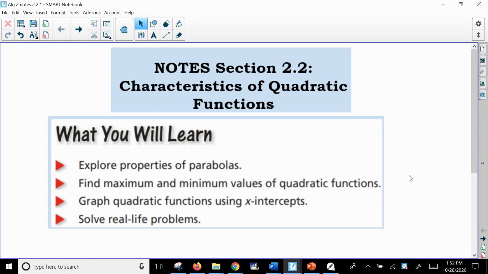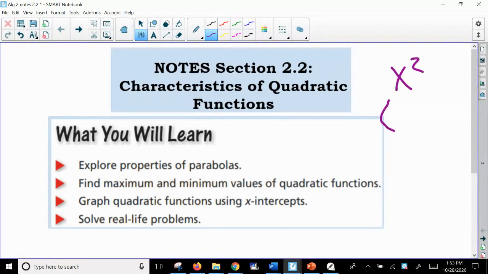So this is the notes for Chapter 2, Section 2. We are working on characteristics of quadratic functions. Okay, so far you should know a little bit about quadratic functions already. For one, a quadratic function always has an x squared in the equation.